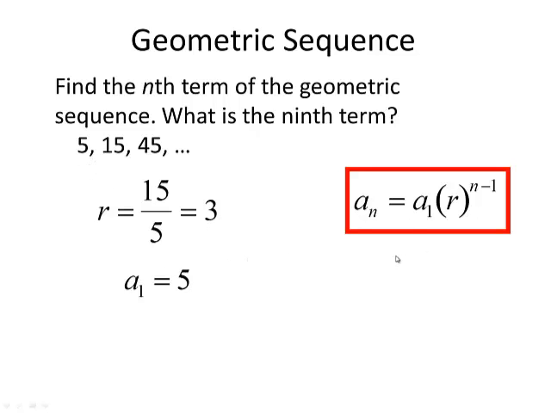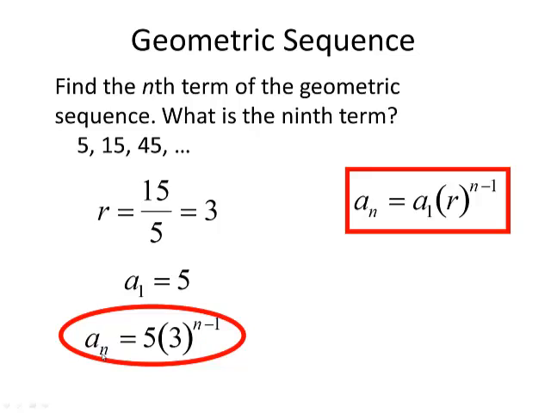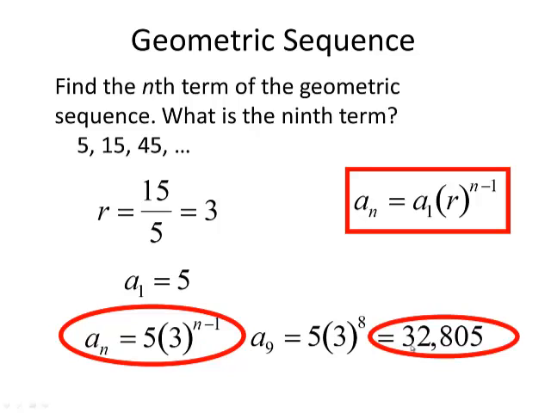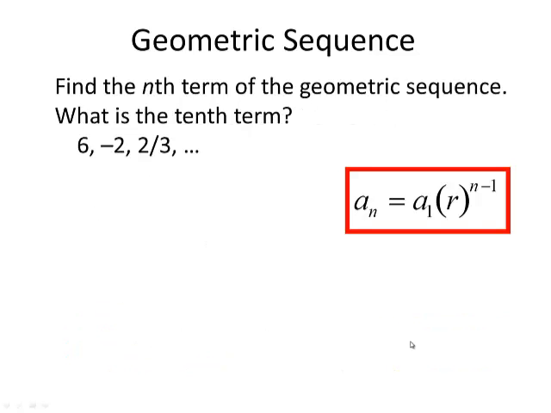So putting that in this formula, we're going to get a sub n, or the nth term, is equal to 5, the first term, times the common ratio to the n minus 1 power. Now to find the 9th term, you would put 9 where the n's are, and the 9th term is equal to 5 times 3 to the 9 minus 1, or 8. Finishing that on your calculator, you get the 9th term is 32,805. Let's do another one.